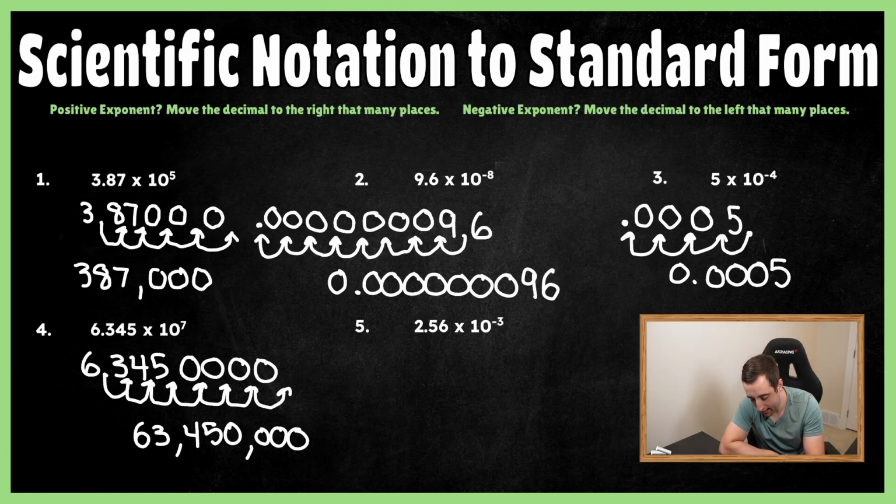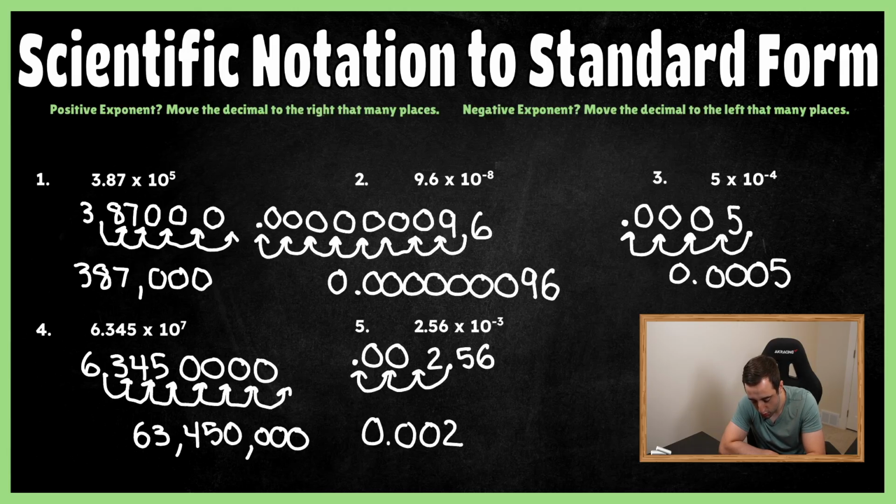So we have a negative power, meaning we're moving to the left here. So 2 and 56/100, we need to move it once to the left, twice, 3 times. Decimal point's going to be here. We throw in those 2 zeros, and our final answer is going to be 0.00256 for number 5.